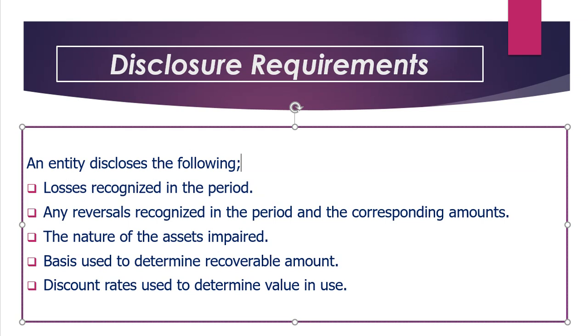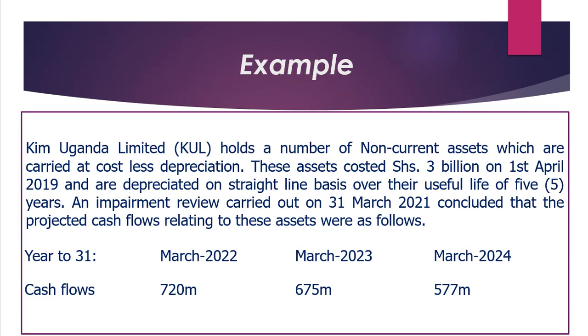So now we are going to look at a practical example where we are going to see how we practically apply IAS 36 such that we can arrive at the impairment, but also look at the accounting treatment. If an asset is impaired, what happens in the books of accounts? Now, we have an example here and it says that Kim Uganda Limited holds a number of non-current assets which are carried at cost less depreciation.